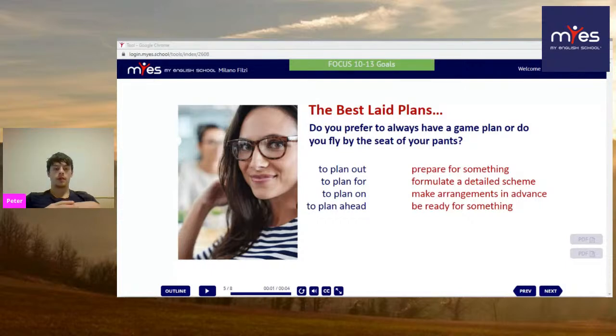So to plan out something is, for example, when I went traveling, I planned out the route I would take from Miami to San Francisco. I planned the general route I would take. So to plan out is to formulate a detailed scheme. For example, some people plan out their entire lives. I am not like this, but some people have a detailed scheme of what they want for the age by the time they are 30 or by the time they are 25.